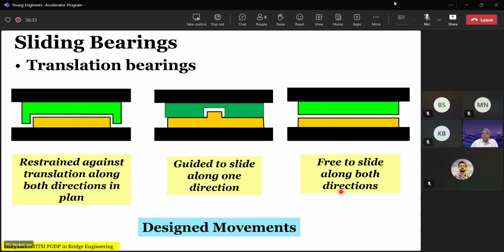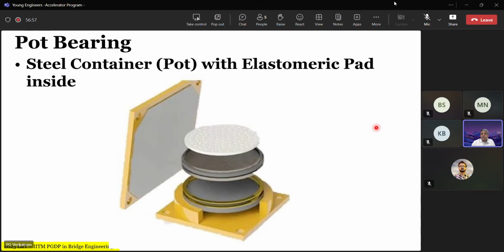Typically, you have these three types of bearing. This is restraint against translation in both directions. This generally represents translation restriction in, say, this direction and freedom in the other direction. This indicates it's free to slide in both directions. These are all indicative things that you must be very carefully aware of to choose.